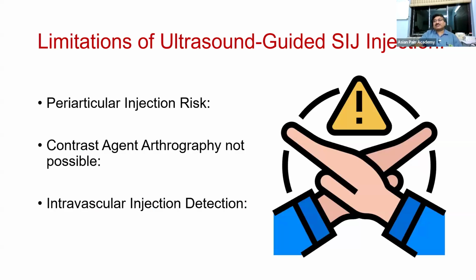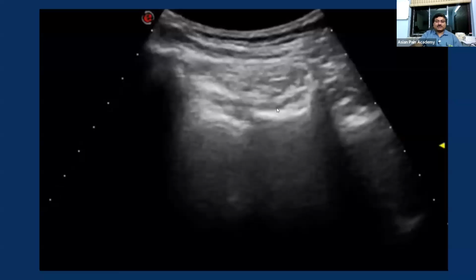Limitations, definitely limitations are there. Arthrography you cannot do. Accidental intravascular injection can occur, though the number of vessels is very small. With arthrography, you have the advantage of avoiding intravascular injection. That will still not be there with the ultrasound.